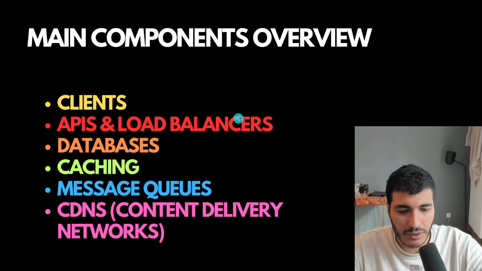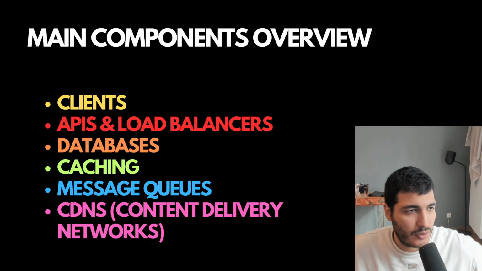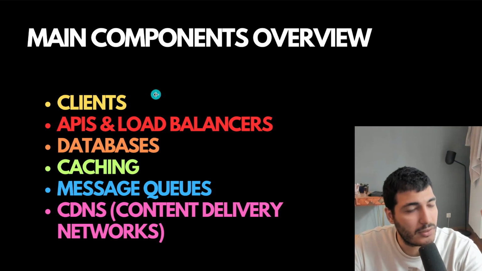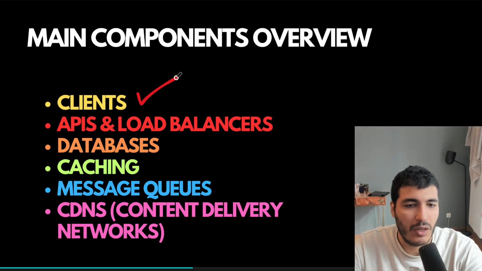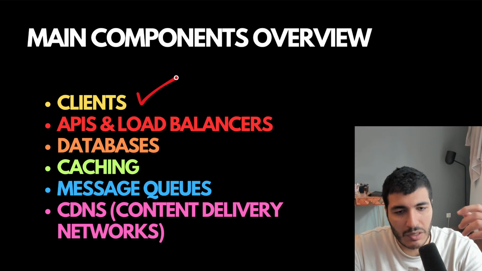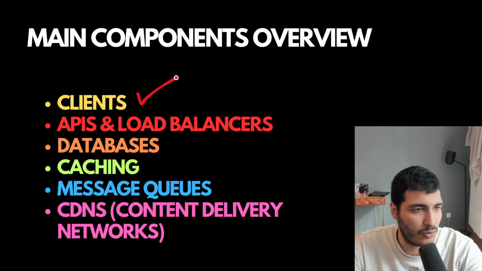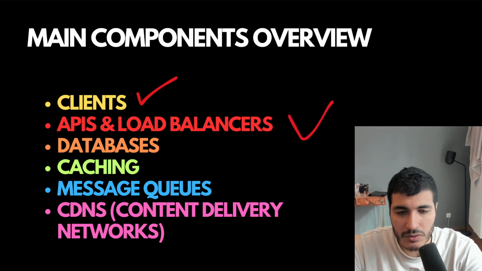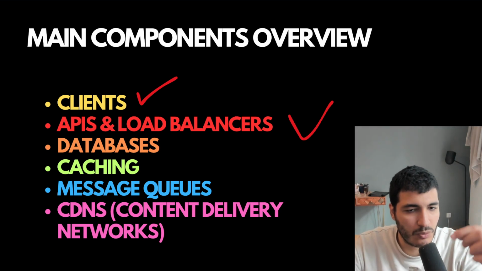So let's start quick. We'll talk about the main components overview. First, we will talk about the clients. The clients, like maybe web, mobile, or backend services, making requests to your system. Next, we will talk about the APIs and load balancers. APIs handle incoming requests. Load balancers distribute traffic across multiple servers to prevent overload.